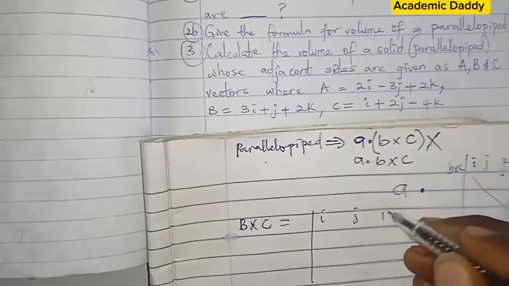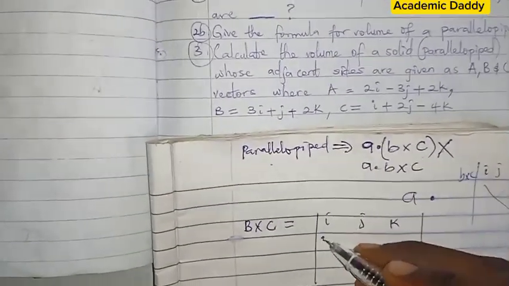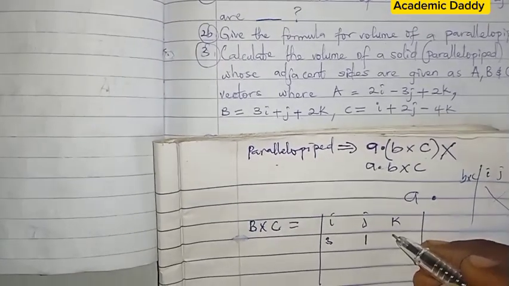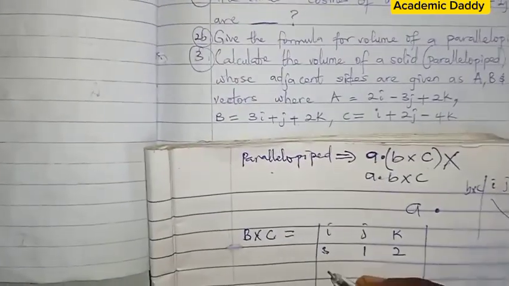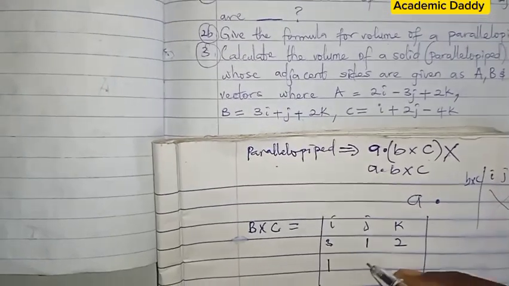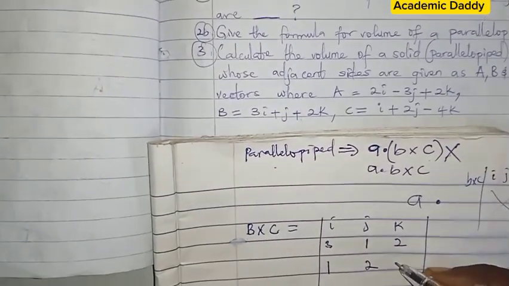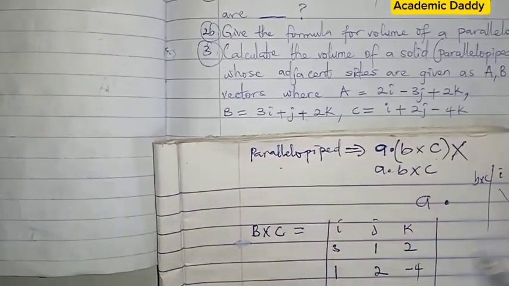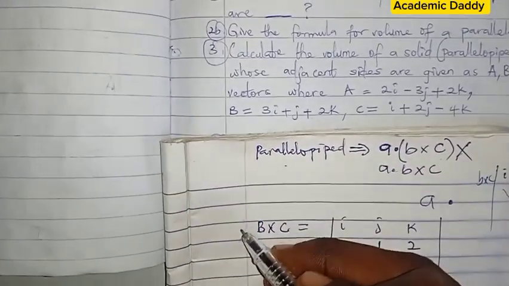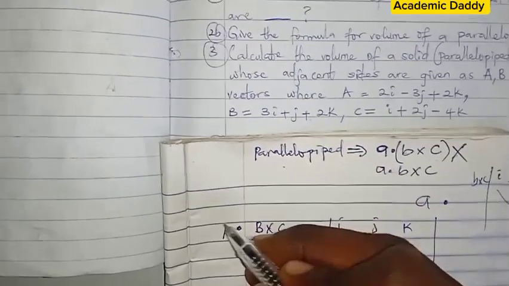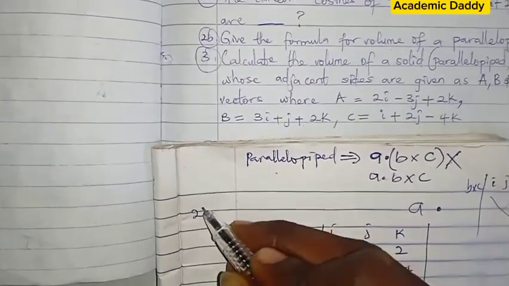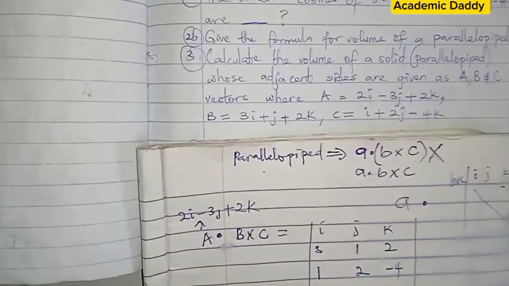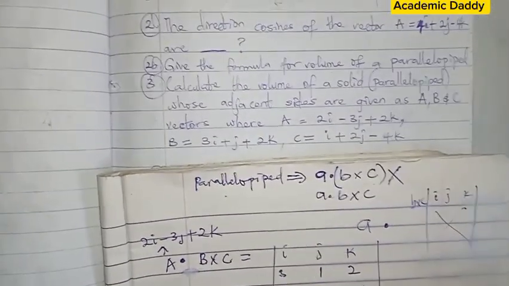I, J, and K. Then 3, 1 times J is J, 2. Then for C is 1, 2, and minus 4. When we are through, we can come back and dot with A. And we know that A in the question is given as 2I minus 3J plus 2K. So this is how to calculate the volume of a parallelepiped.